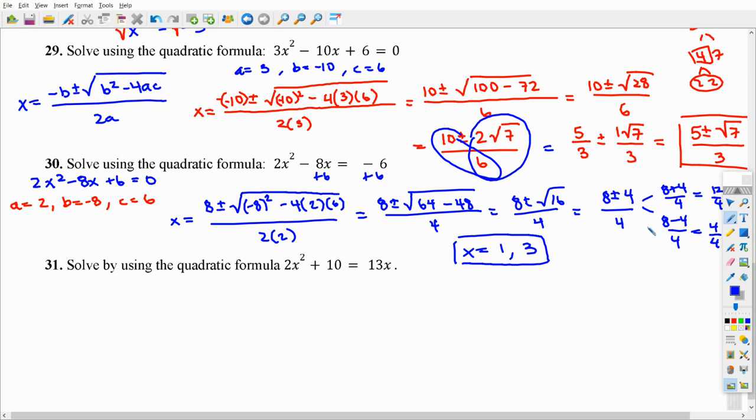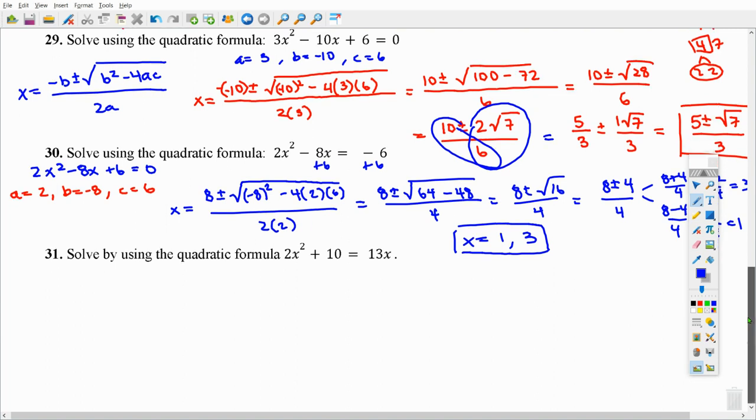All right, last one. So here, solve using the quadratic formula one last time. So take a look. It's not in standard form. Hopefully you recognize that. So what I can do is I'm going to make this 13x become 0 by subtracting 13x. And so I can't combine any of these because these are x squares. I'm subtracting x's. Those are numbers. So they're all going to stay separate. So 2x squared minus 13x and then plus 10 is equal to 0, which is what we wanted.